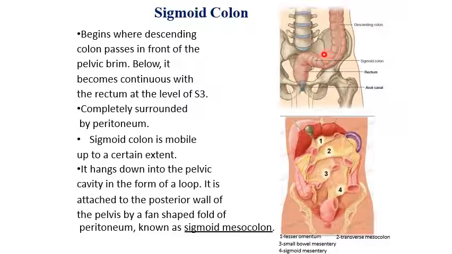It hangs down into the pelvic cavity in the form of a loop, and it is attached to the posterior wall of the pelvis by a fan-shaped fold of peritoneum, which is known as sigmoid mesocolon. So sigmoid colon is also covered by a fold of peritoneum, that is sigmoid mesocolon, and in the similar way transverse colon is also covered by a fold of peritoneum, that is transverse mesocolon. So that is why both these, sigmoid colon and transverse colon, are mobile up to a certain extent.